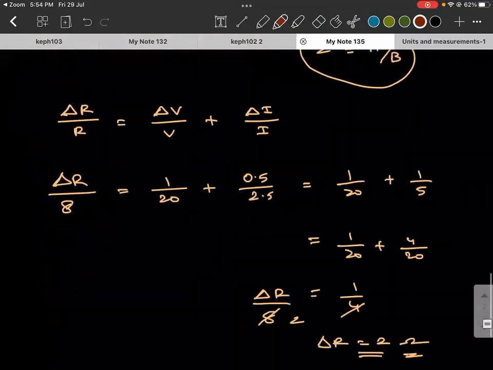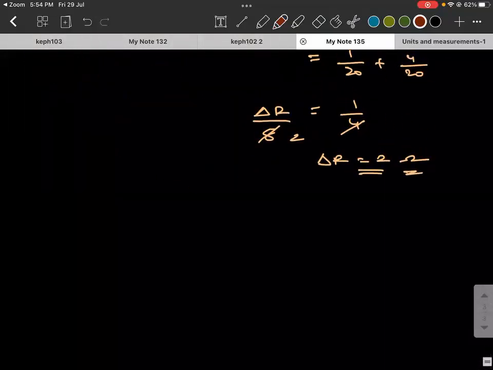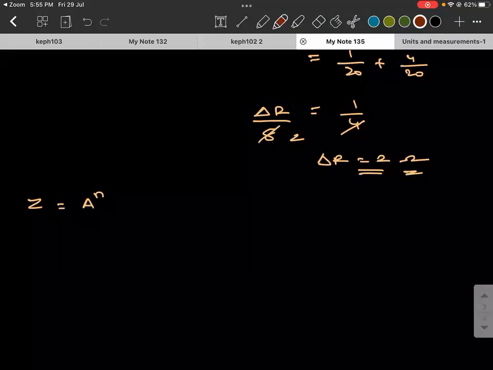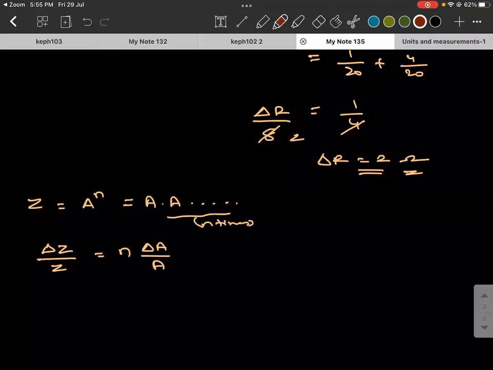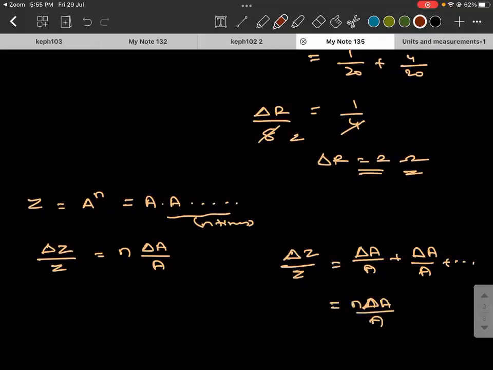There is one more point in this which we are supposed to make a note of. What is it? The index is there. Index means the power is existing. Suppose I have Z is equal to A power N. Then how do you find the error? Delta Z by Z, that is the relative error, is equal to N into delta A by A. Why is it so? Because A power N can be written as A multiplied with itself N times. So when Z is a product of other physical quantities, whenever product or ratio comes, the first thing that comes to my mind is relative error. So I would have written delta Z by Z as delta A by A plus delta A by A plus so on, with itself N times. That would give me a value of N times delta A by A. I hope this point is registered in your mind.